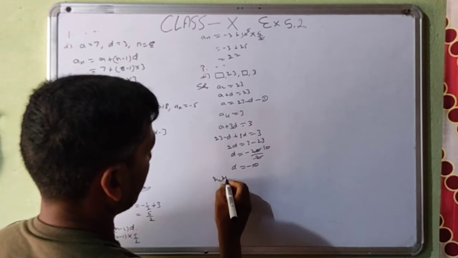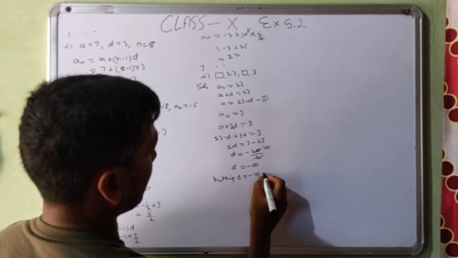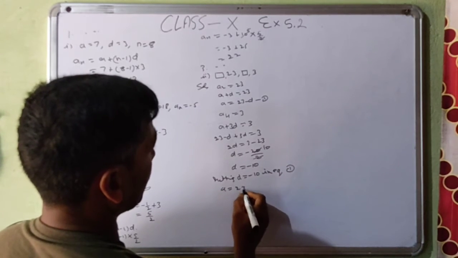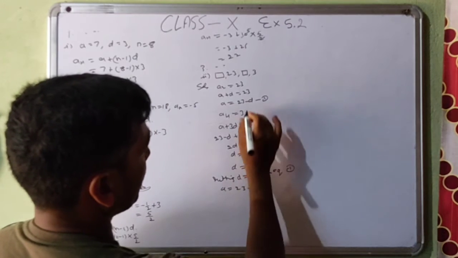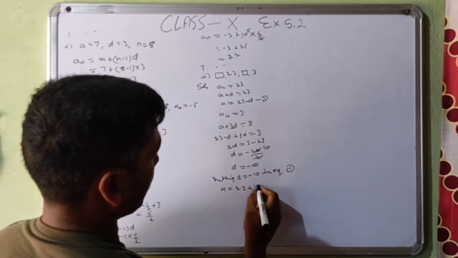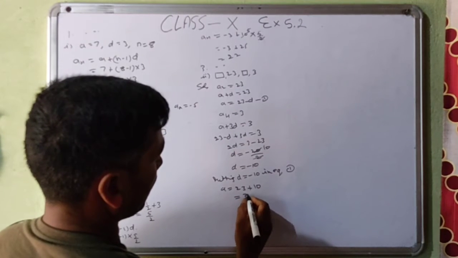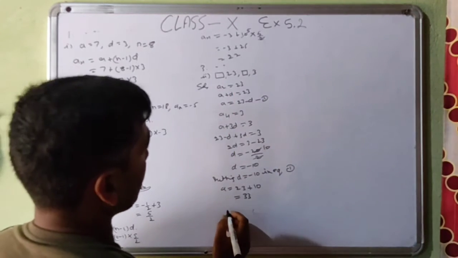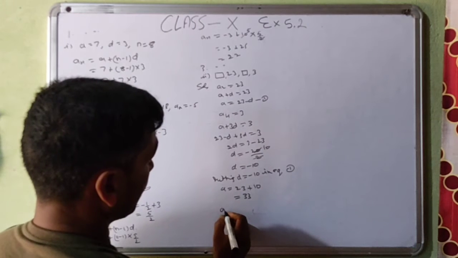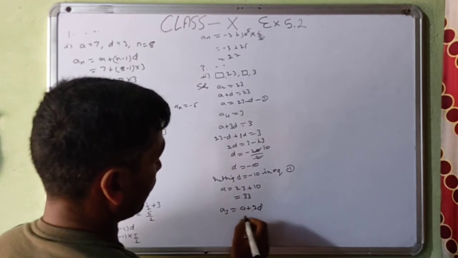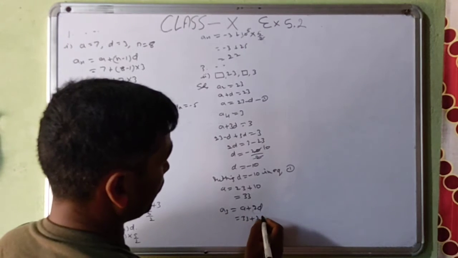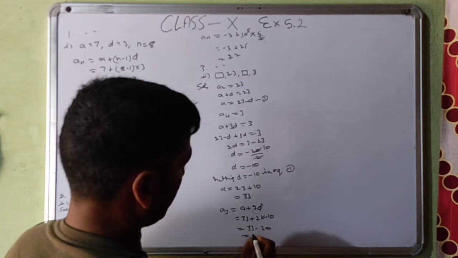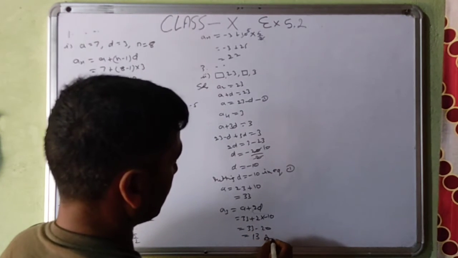And we will find the a value also. So putting d is equal to minus 10 in the first equation, a is equal to 23 minus, that is a minus, and that minus also, that will be plus 10. So that will be 33. So in the first box it will become 33, and for the second box, A3 is equal to a plus 2d. So a is 33 plus 2 into minus 10. So this will be 33 minus 20. So that will be 13. This is the second box answer.